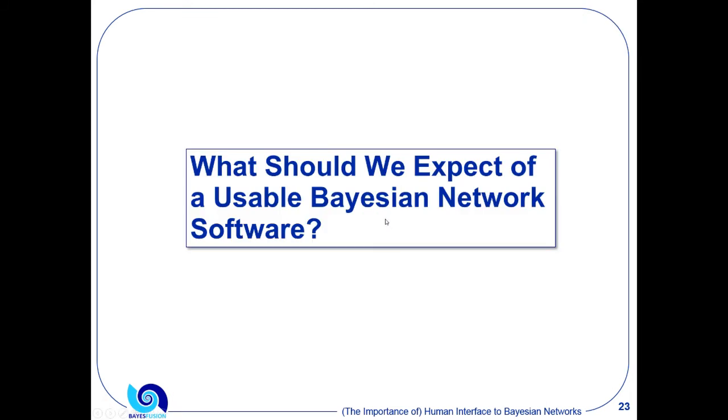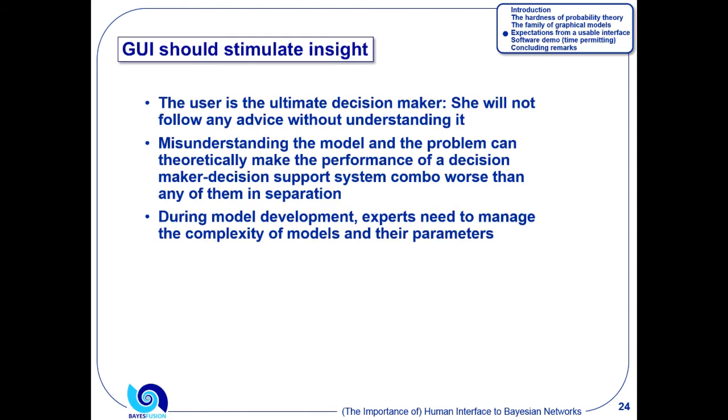So now this part of the talk is a set of ideas that I would like to present. They may not be necessarily very orderly, but I think they are all interesting and useful. The main idea is that graphical user interface to Bayesian networks should stimulate insight. The user is the ultimate decision maker. She will not follow any advice without understanding it. Misunderstanding the problem and the model can lead actually to a performance that is worse than unaided performance. The same happens with experts. They also need to manage the complexity of the model and their parameters.